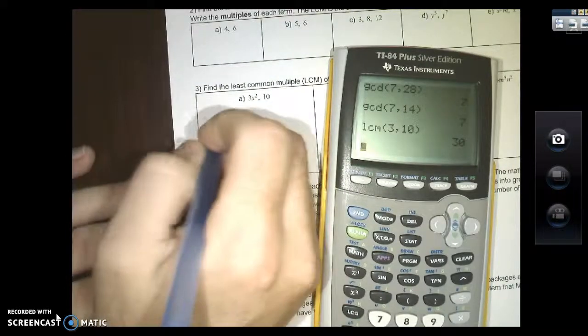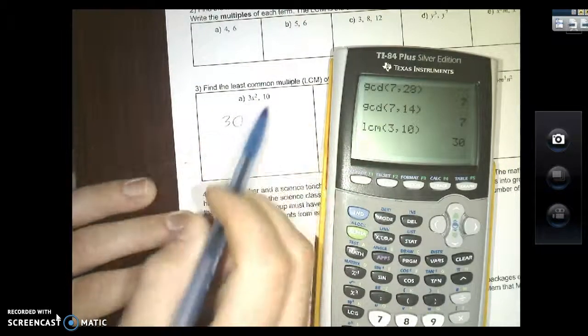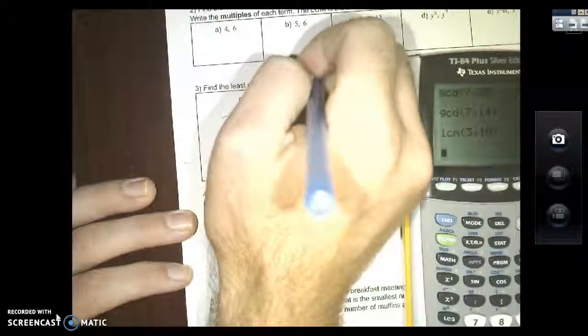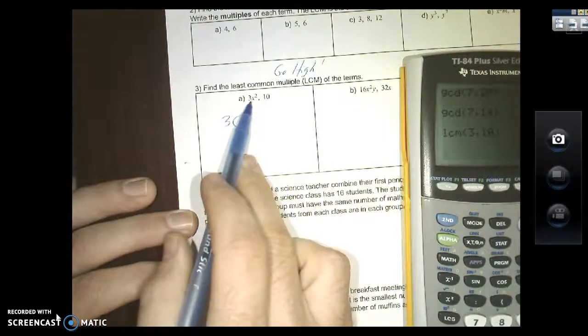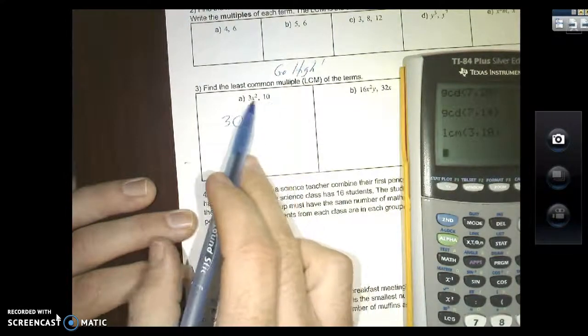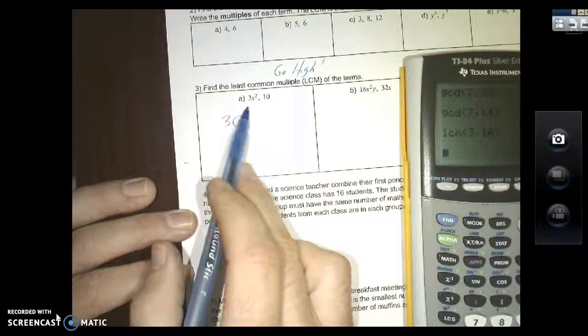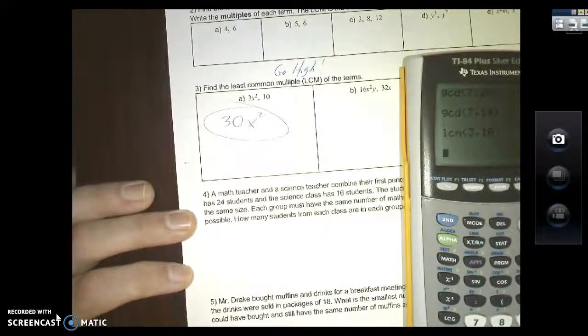We get 30. Now here's the difference for GCF and LCM. LCM, we go high. So for x squared and nothing, there's no x's here. Which one's higher? The x squared is higher. There we go.